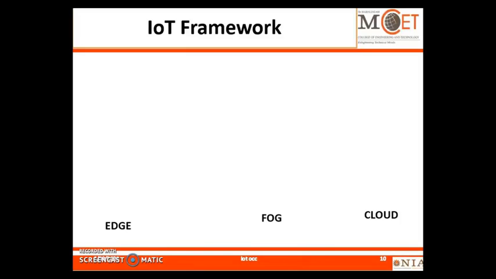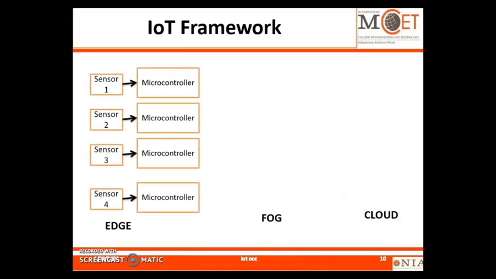Now the new things come out: edge and fog. First we shall discuss edge. This is sensor 1, sensor 2, sensor 3, sensor 4. What does it indicate? Here I am connecting 4 physical devices. Each and every physical device is connected with a sensor. What does a sensor actually do? It will collect the information, it will collect the data, it will save it. It will continuously monitor the physical device and save the data.